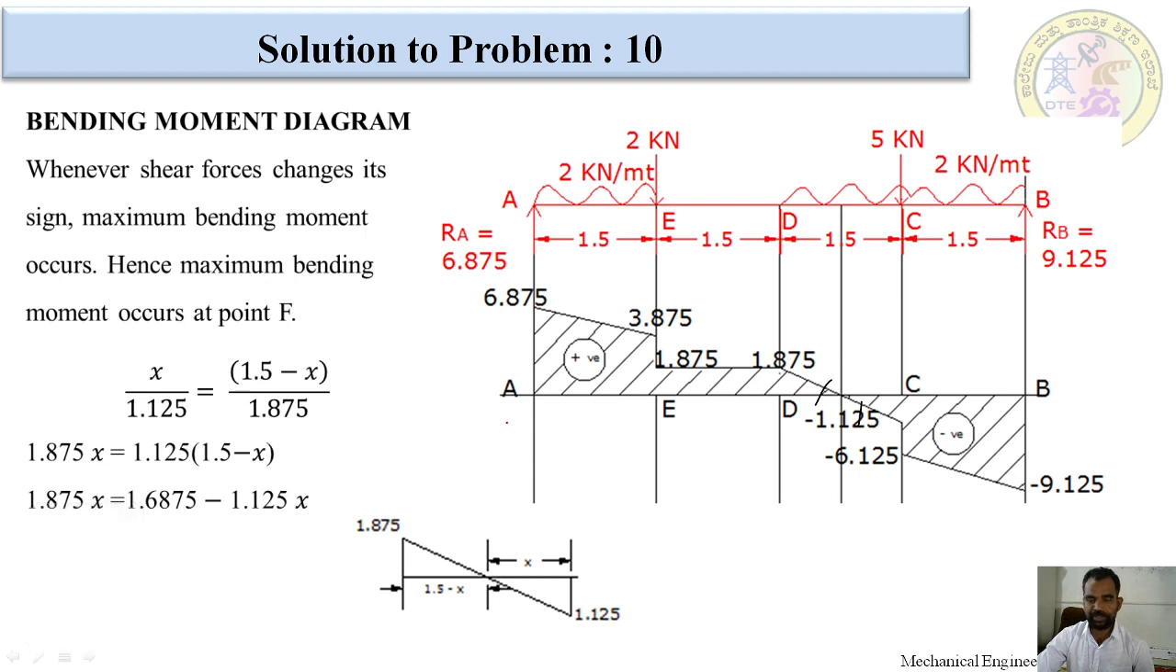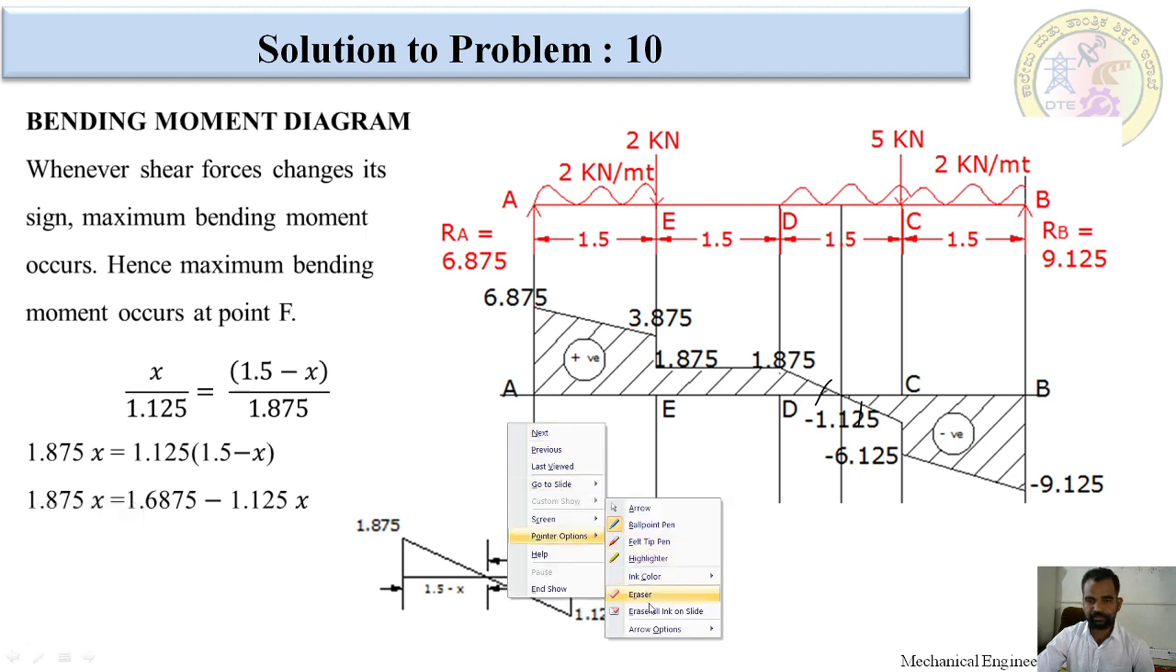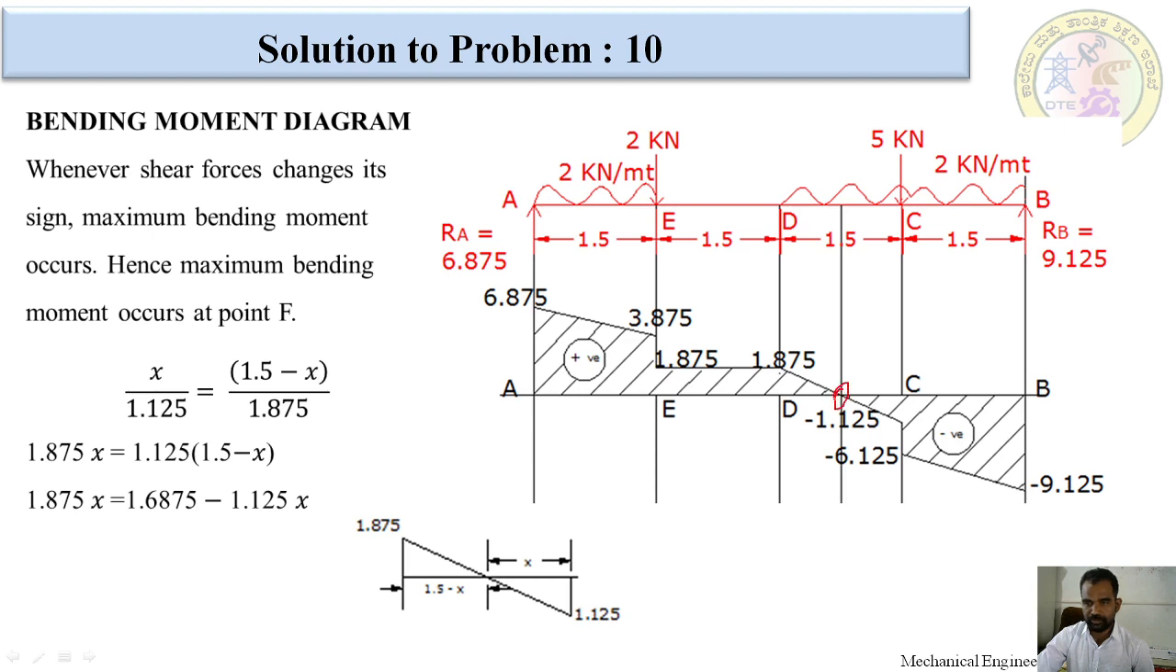I'm going to take the red pen. This is the crossing point. From negative to positive, this would be the maximum bending moment. We want to calculate this distance. This distance we are supposed to calculate for the bending moment calculation.